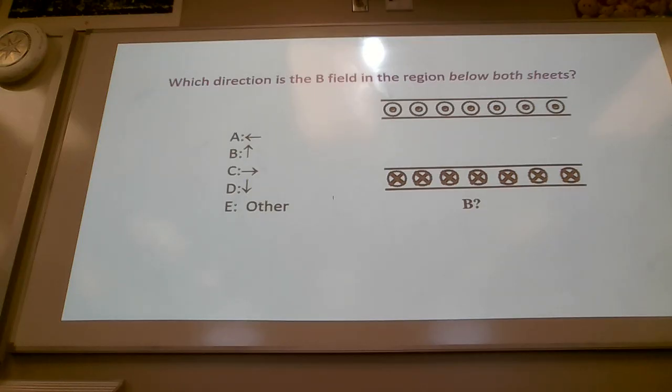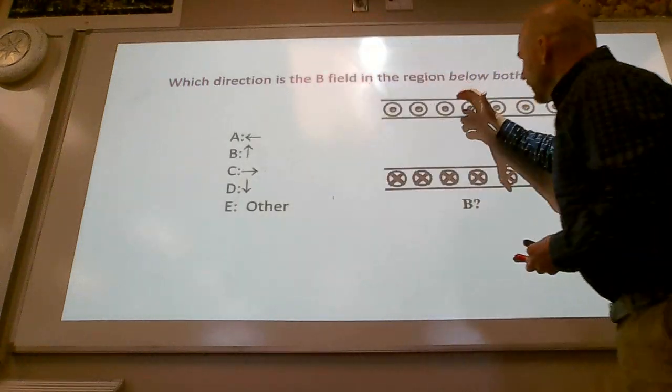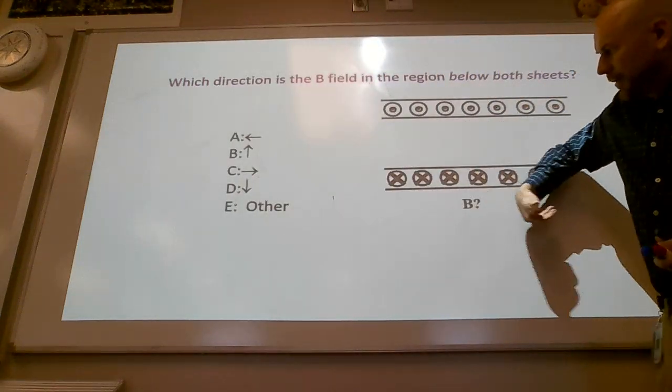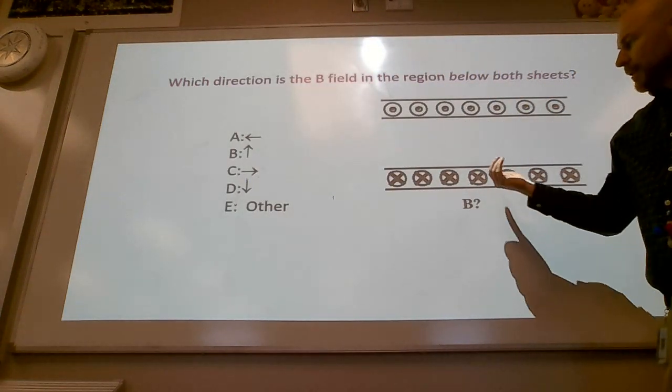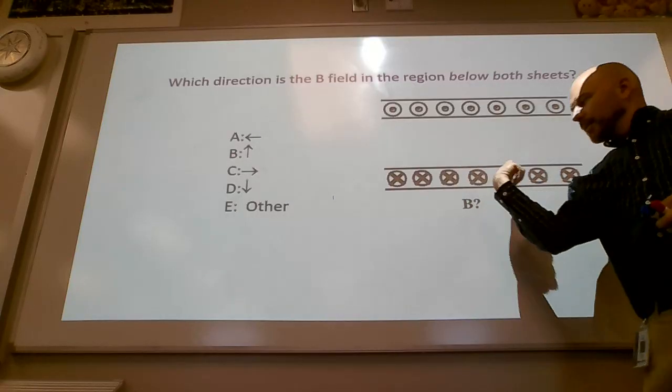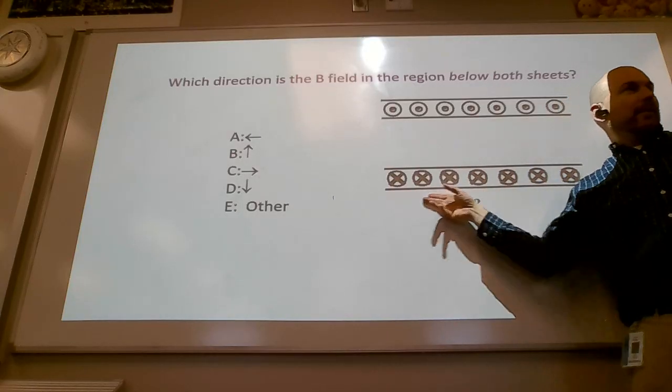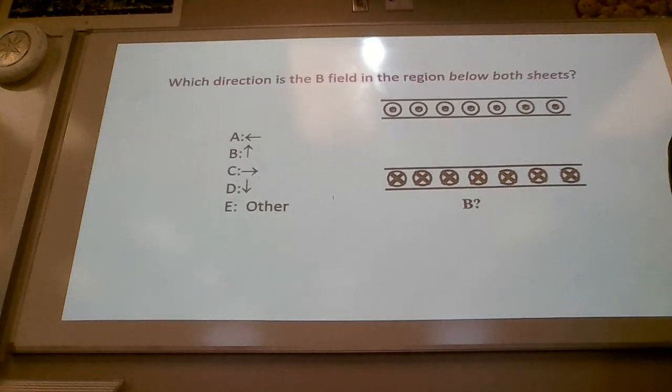Everybody good? Like infinite sheet. This has magnetic field going all the way forever. Canceling each other out. Down here, this one's creating a magnetic field going to the right. This one's creating a magnetic field to the left, and they cancel each other out.